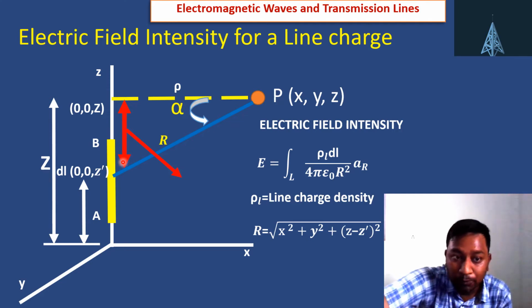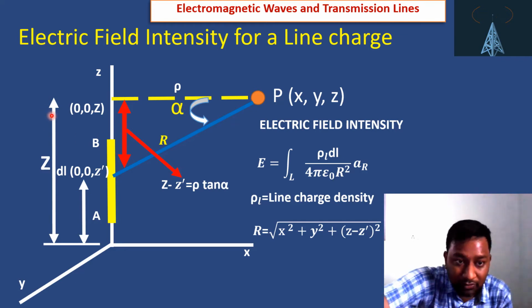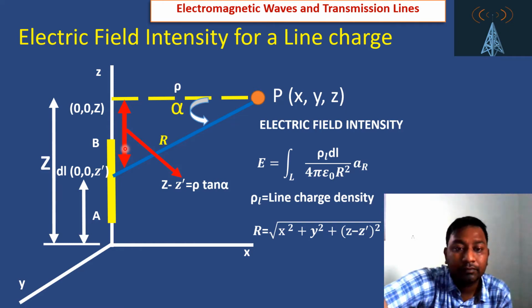We know that the dl vector is 0 0 z dash in the dl coordinate. The distance from the origin to this point is z dash. So the distance between these 2 points equals z minus z dash. So z minus z dash equals rho tan alpha, which means z minus z dash divided by rho equals tan alpha.